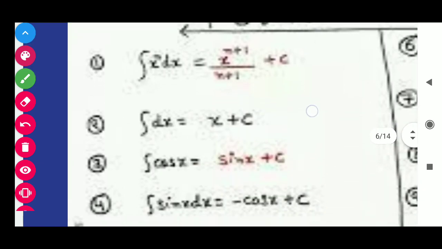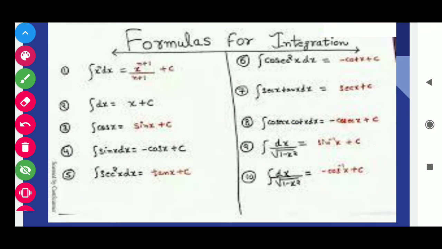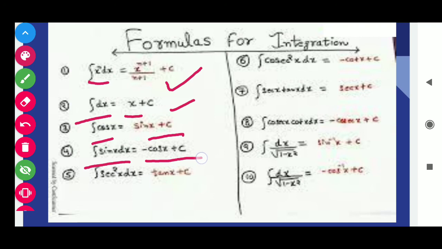And here are the basic formulas that we use. First is x raised to power n is x^(n+1) over n+1 plus c. Integration of a constant is only x plus c. Integration of cos x is sin x plus c. Integration of sin x is minus cos x plus c. Similarly, integration of secant squared x is tan x plus c, and integration of cosecant squared x is minus cot x plus c. Integration of secant x tan x is secant x plus c. Similarly, integration of cosecant x cot x is minus cosecant x plus c.